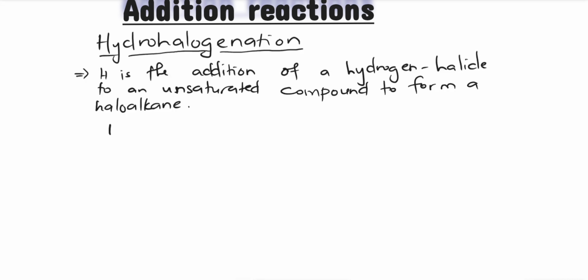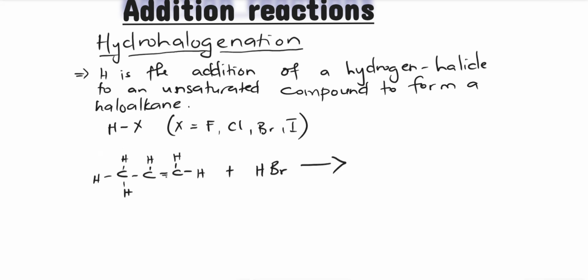Hydrohalogenation. This is the addition of a hydrogen halide to an unsaturated compound to form a haloalkane. The hydrogen halides that we mean are HX: either HF, HCl, HBr, or HI. Let's have an example. In this case, we can also form a major product and a minor product. So these are the positions that have opened for the addition of hydrogen and bromide ion.